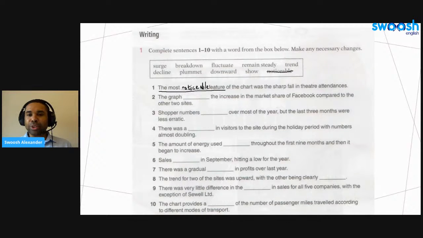Okay, so moving on then to number 2, I can see already we've got suggestions. Shows from J Sri, which looks like a good suggestion to me. It shows. Remember, we are supposed to make the relevant changes to the words as well. So this is describing the graph or the chart right at the beginning of the task. The graph shows the increase in the market share of Facebook compared to the other 2 sites.